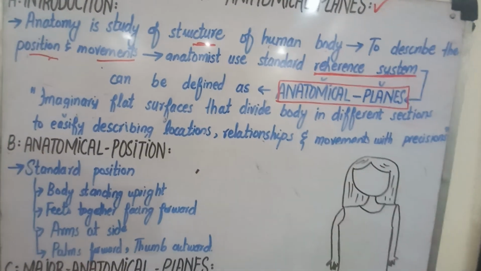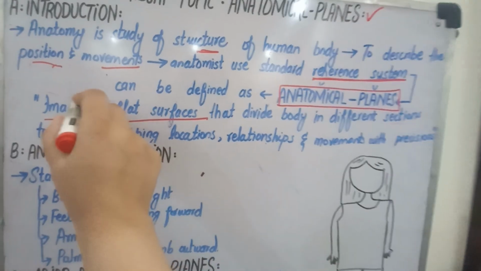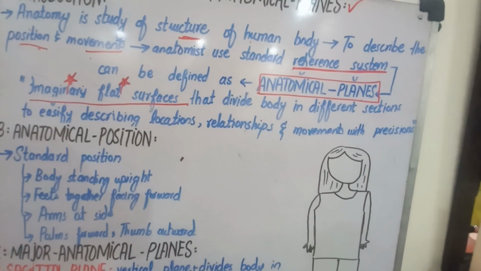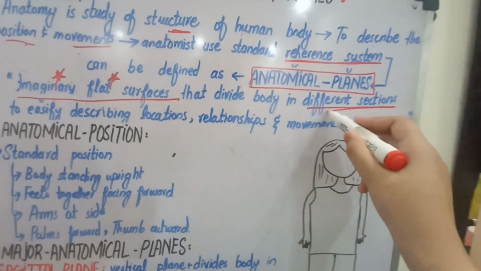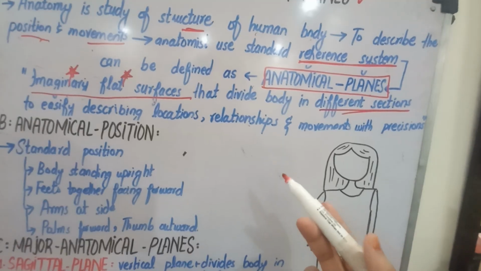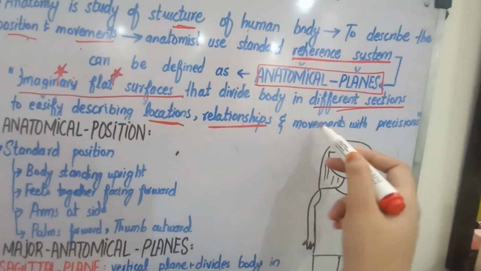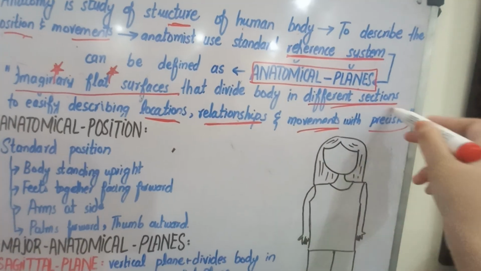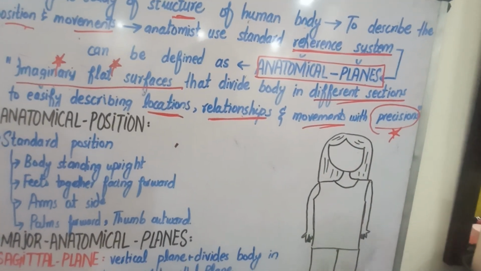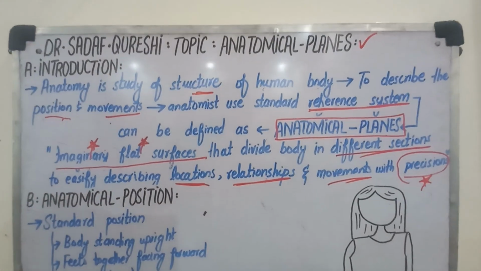Anatomical planes can be defined as imaginary flat surfaces. The first thing is they are imaginary, second they are flat surfaces that divide the body into different sections, and this division helps in easily describing the location of human body structures, their relationships and movement with precision. So the main thing here is to define the human body structure, location and relationship with precision, and for this anatomists use anatomical planes.